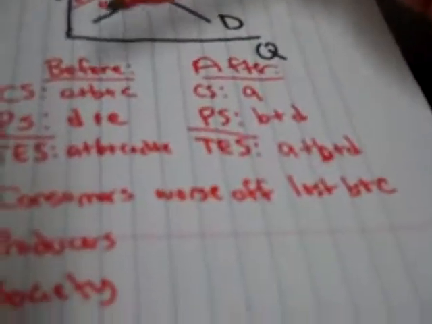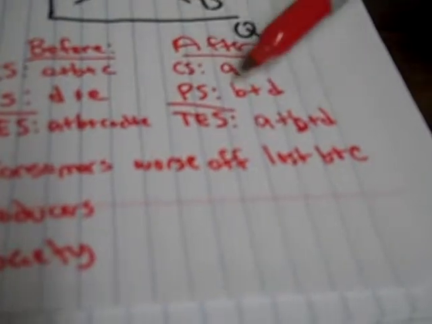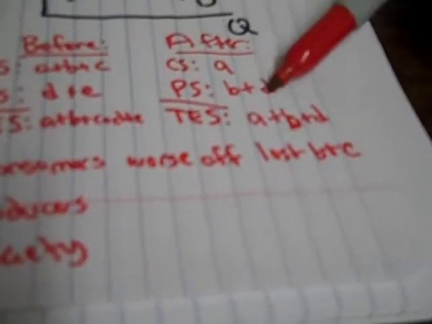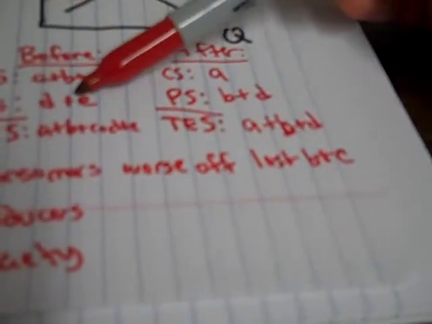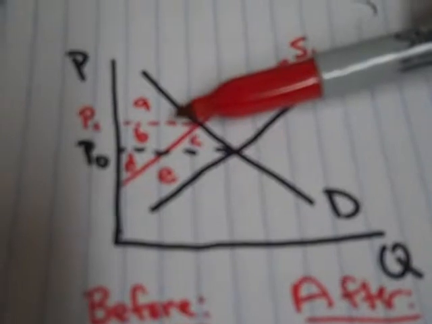Now we need to compare producers. Producers originally had area D and E, and now they have area B and D. Well, look at this. Both times we had area D, but we lost area E and gained area B. So we can't actually just look up here at our graph. We can't look and say, well, area E looks like it's bigger than B, so we're worse off because we lost E and gained B.